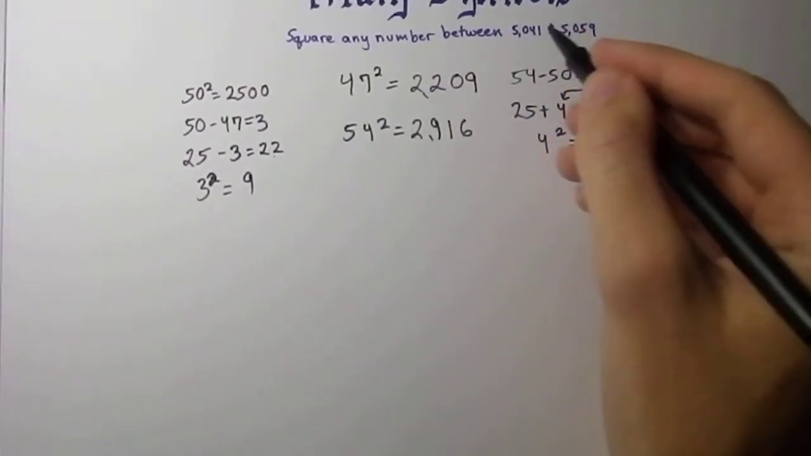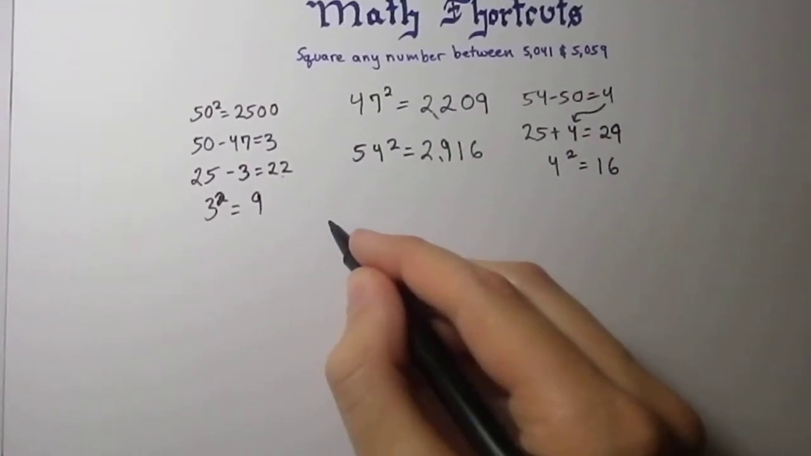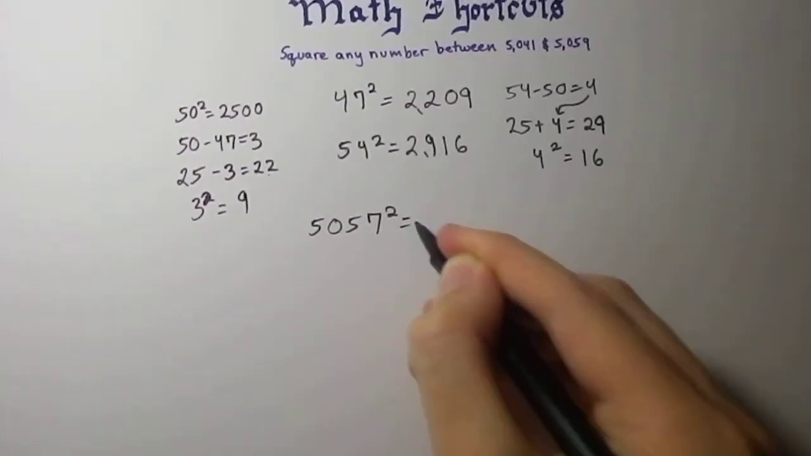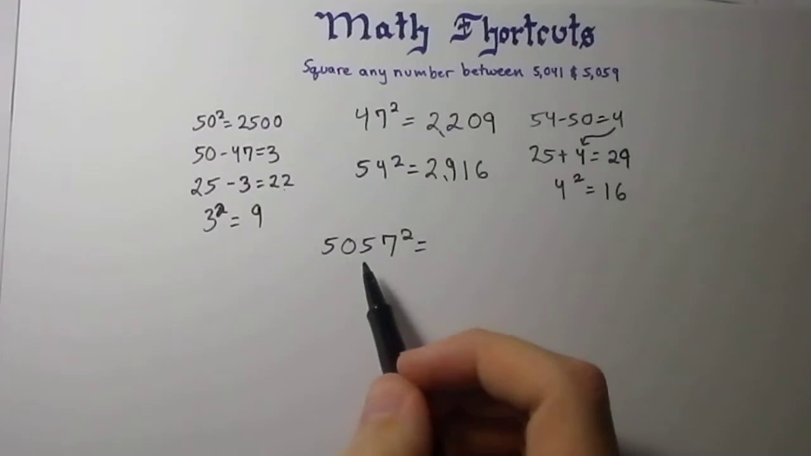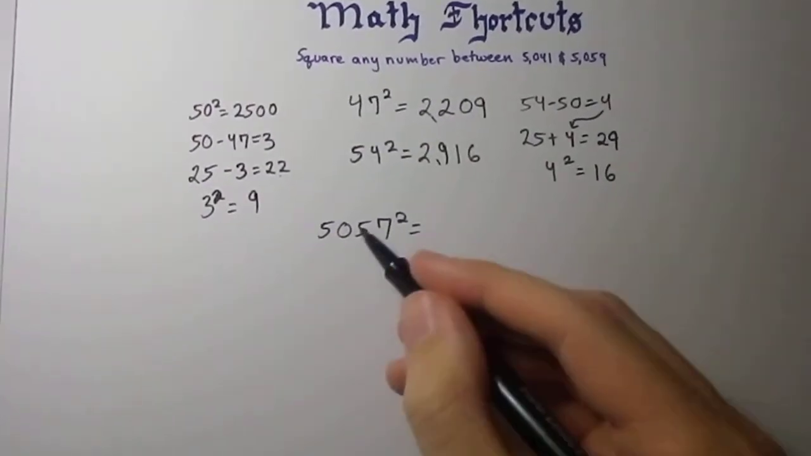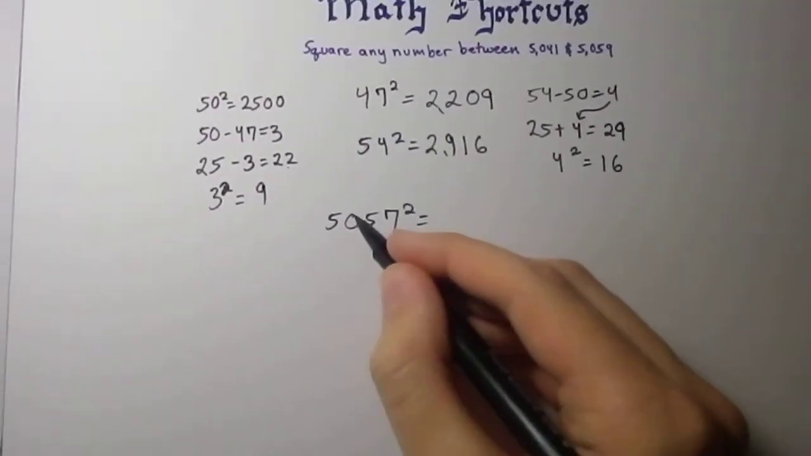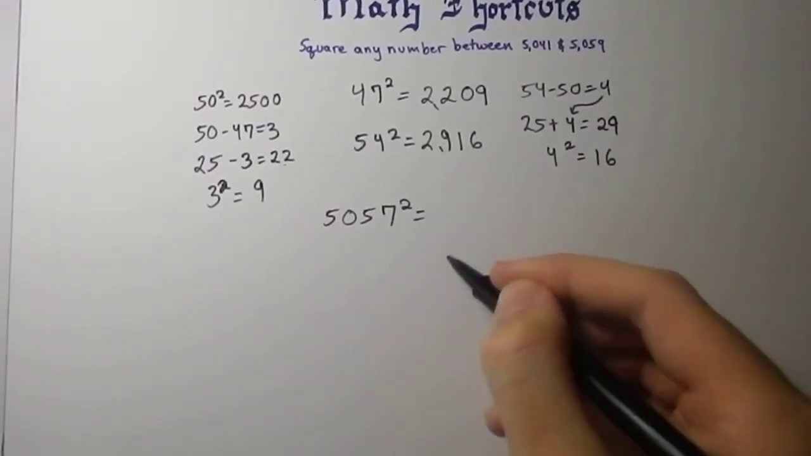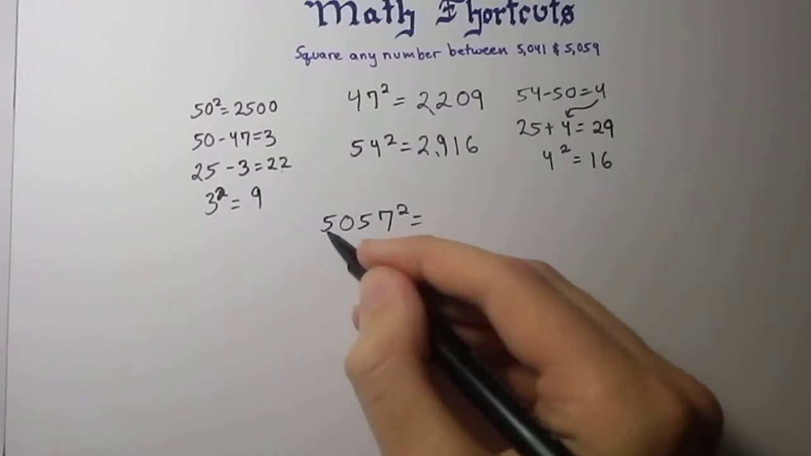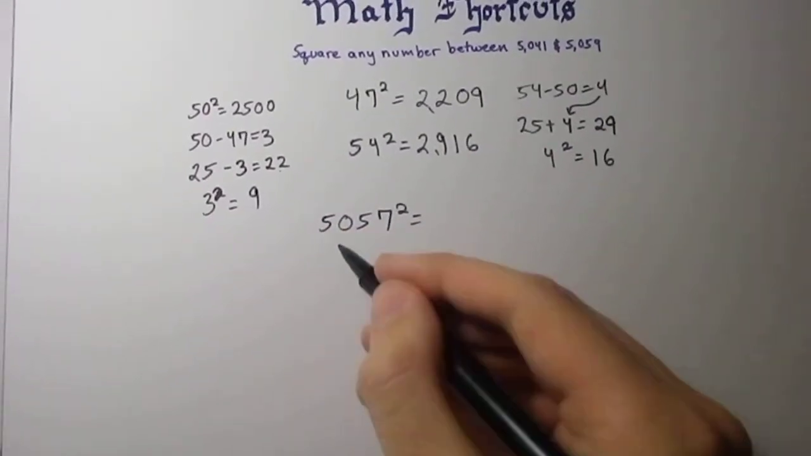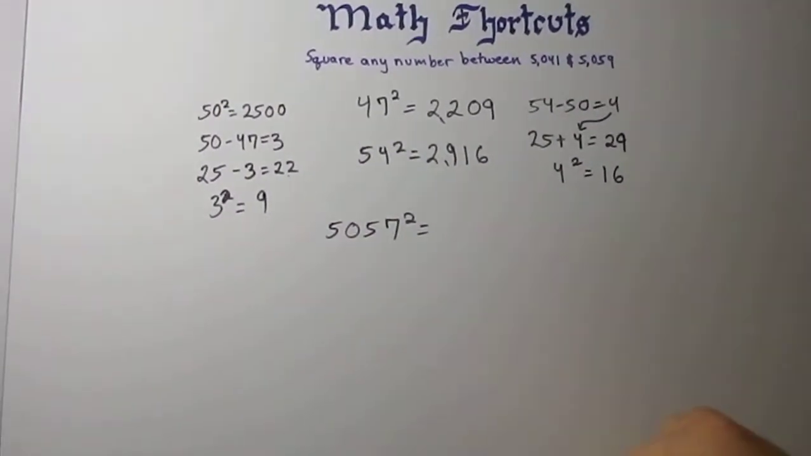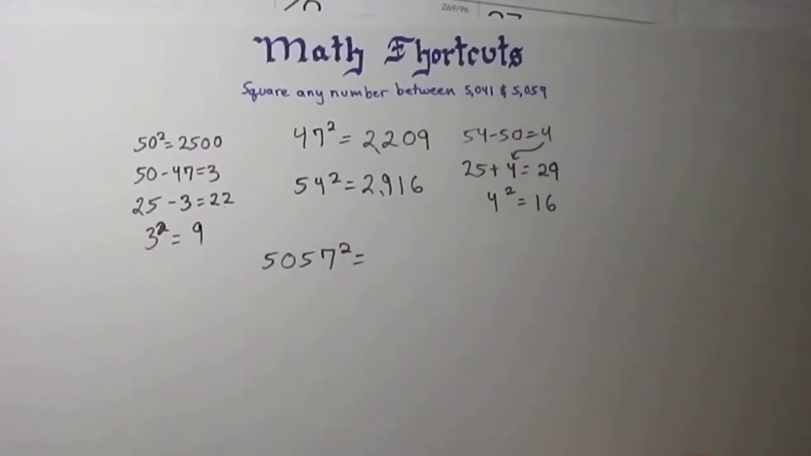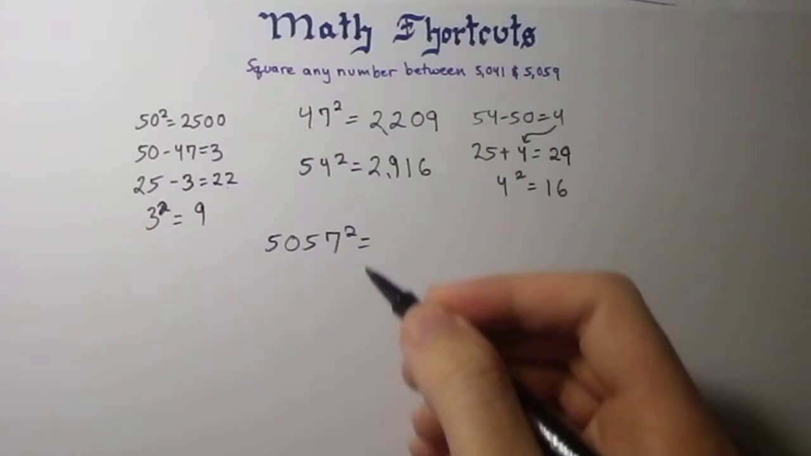Now let's just take it a step further. Let's try 5,057 squared. Alright, well, 5,000 squared is 25 million because you have 3 zeros. You square it, you add another 3 zeros, and then you square the 5, which is 25, so you have 25 followed by 6 zeros, or 25 million. And I'm sure you could check that out on the calculator.